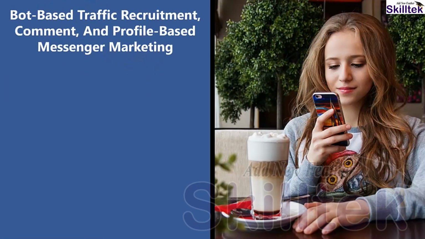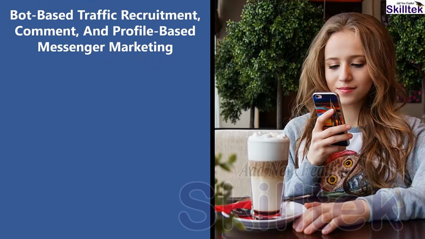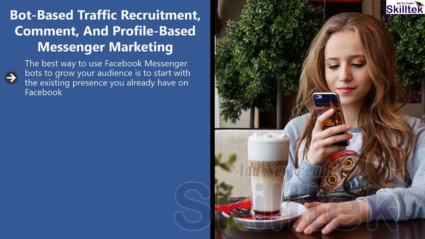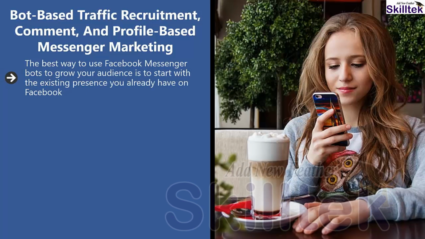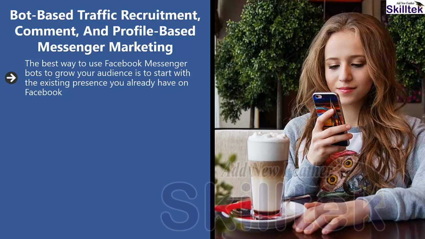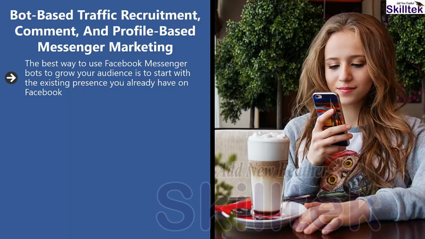Bot-based traffic recruitment, comment, and profile-based messenger marketing. The best way to use Facebook Messenger bots to grow your audience is to start with the existing presence you already have on Facebook. This means people must come to you.